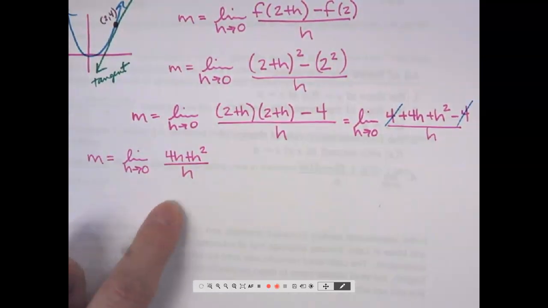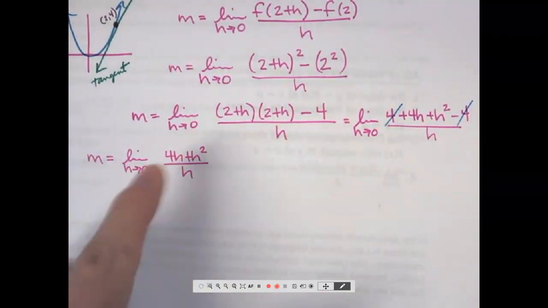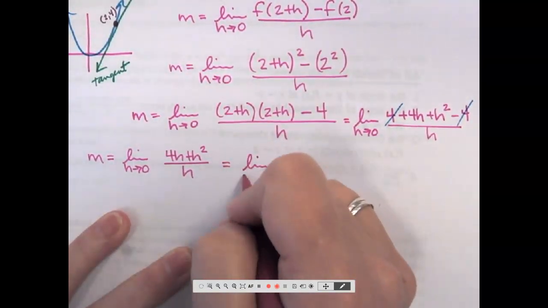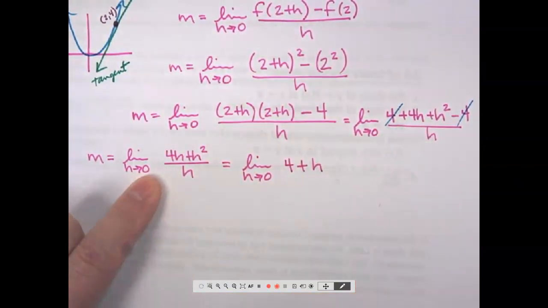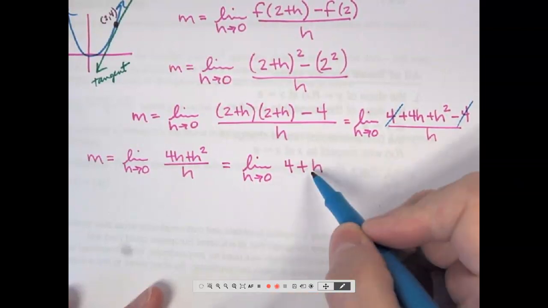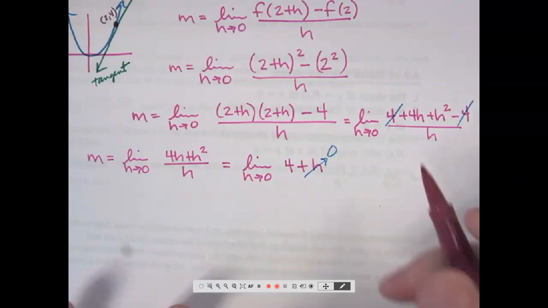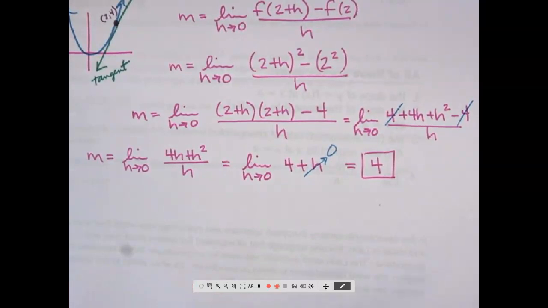Okay, I still can't just sub in h equals 0 because it's undefined. But at this point, I can reduce everything. Everything up top has a factor of h. I have h on the bottom. So this becomes the limit as h approaches 0 of 4 plus h. And now I can sub in 0. So I can say, well, I wanted the limit of h to become 0. Now I can just say, all right, fine, it's 0. And what's left? 4. Guess what the slope of that line is? 4.